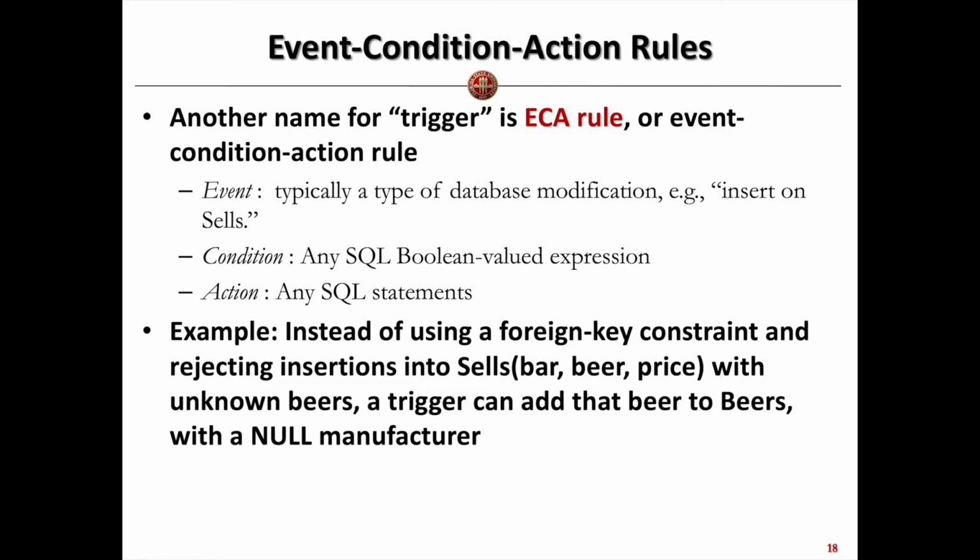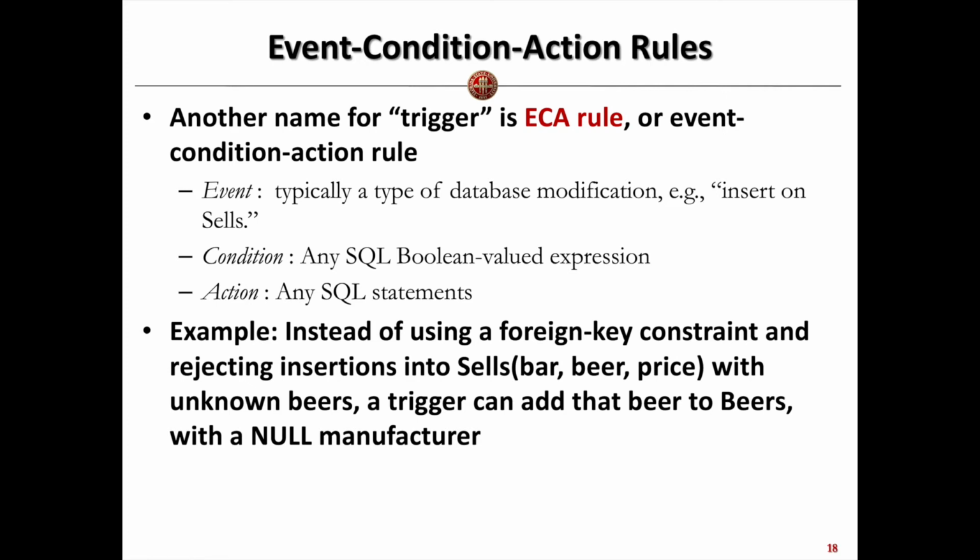We'll provide you with an example: instead of using the foreign key constraint and rejecting the insertion into the sales table with unknown beers, a trigger can actually add a beer to the beers table with a null manufacturer. Before, we mentioned that with a foreign key, if we insert some records into the sales table, according to the previous knowledge, the foreign key will reject this insertion if this beer is unknown, right?